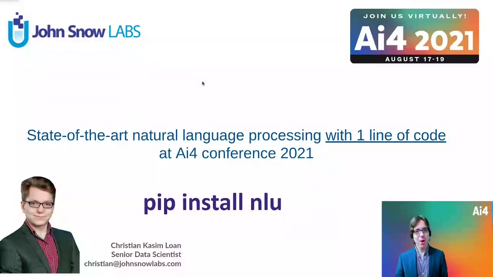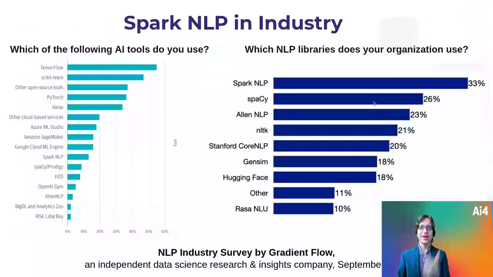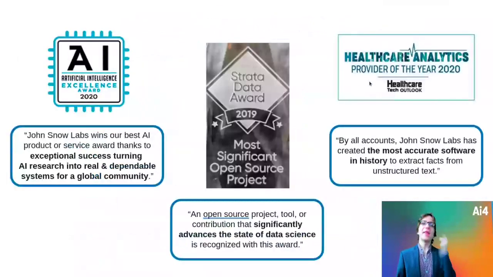It gives you the power of over 4,000 models in over 200 languages at state-of-the-art accuracy in just one line of code. And to understand NLU, we must understand Spark NLP. It is a big data library focusing on being the most accurate, scalable and fastest library out there, and since its release, it has accumulated millions of downloads, become the most widely used NLP library in the enterprise, used by many honorable customers, and has been awarded continuously by the industry.